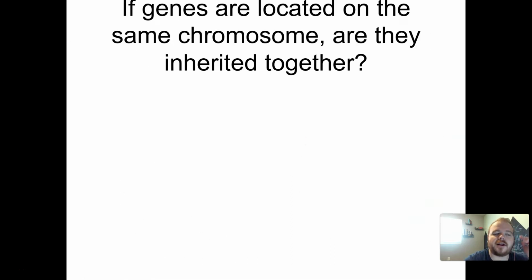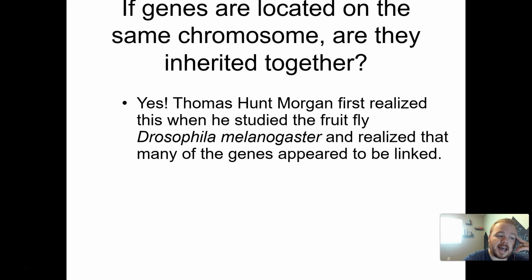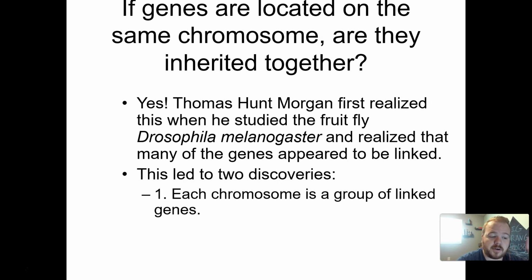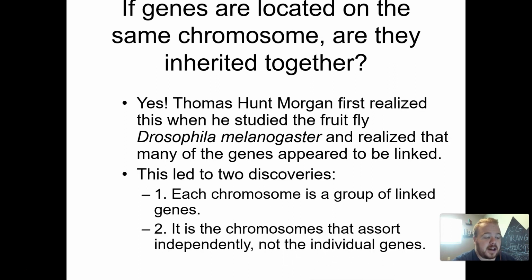Now, if genes are located on the same chromosome, because remember, genes are found on chromosomes, are they inherited together? Yes, and Thomas Hunt Morgan was the first one to realize this when he was studying fruit flies, specifically Drosophila melanogaster. He realized that many of the genes appear to be linked. Basically, that means they're inherited together. This led to 2 distinct discoveries. 1, each chromosome is a group of linked genes. And 2, it is the chromosome that independently assorts, not the individual genes. So that was actually the major refutation.